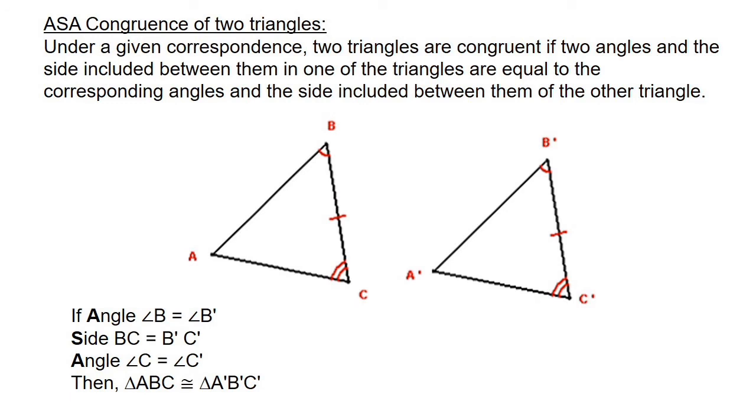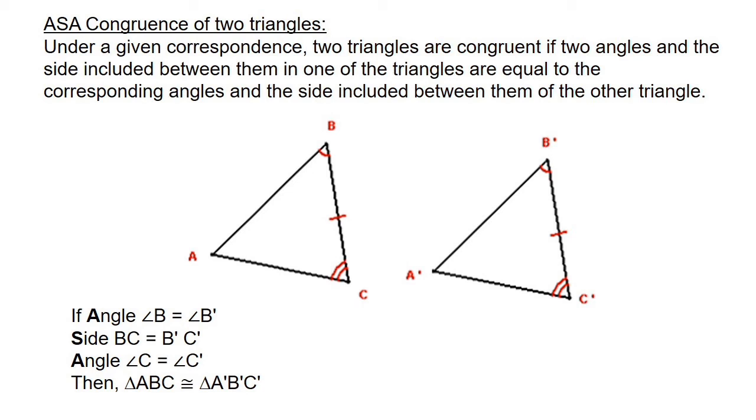Next, we move on to ASA, congruence of two triangles. ASA means angle, side, angle. Under a given correspondence, two triangles are congruent if two angles and the side included between them in one of the triangles are equal to the corresponding angles and the side included between them of the other triangle.